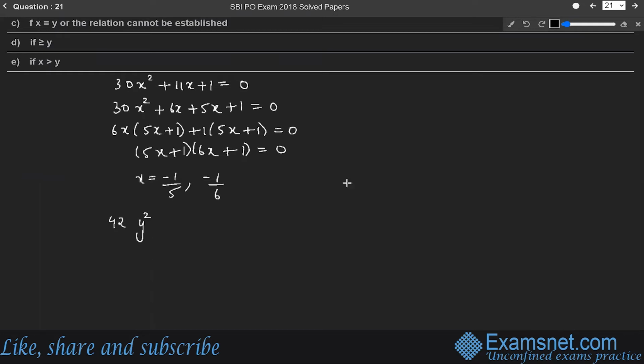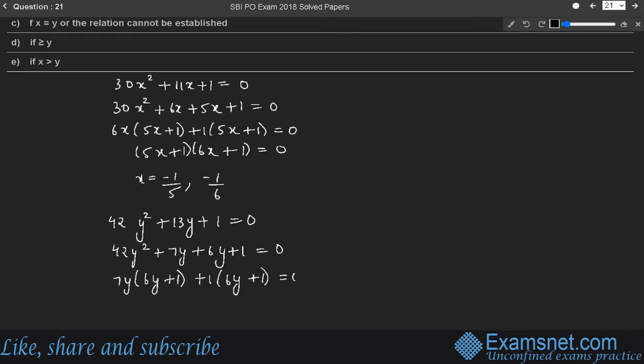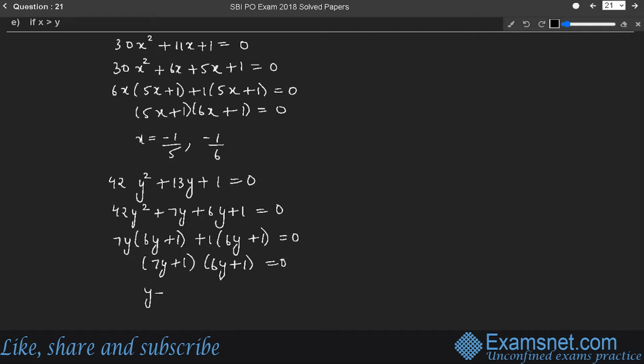Now, second statement is 42y square plus 13y plus 1 is equal to 0. This can be written as 42y square plus 7y plus 6y plus 1 is equal to 0. Taking 7y common from the first two terms, remaining terms will be 6y plus 1. Similarly, taking plus 1 common, remaining terms will be 6y plus 1. Therefore, the factors will be 7y plus 1 and 6y plus 1 is equal to 0. So the values of y will be equal to minus 1 by 6 and minus 1 by 7.